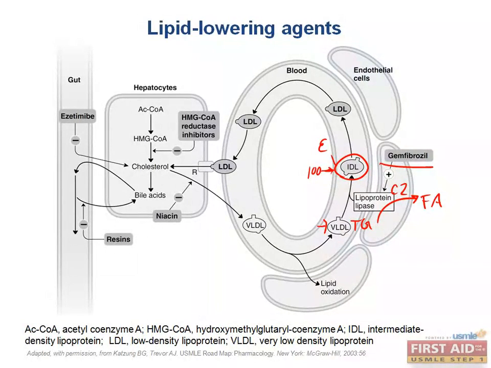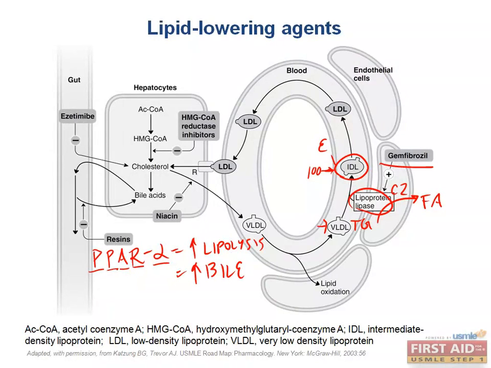It induces lipoprotein lipase in the peripheral tissues and binds and activates peroxisome proliferator activated receptor alpha. Again, that's peroxisome proliferator activated receptor alpha. And this causes increased lipolysis. So we increase lipolysis in two ways: by inducing lipoprotein lipase and inducing peroxisome proliferator activated receptor alpha. PPAR alpha is just a fancy name for a transcription factor that induces the production of transporters and enzymes to increase hepatic fatty acid beta oxidation, which is why we get an increase in lipolysis overall.